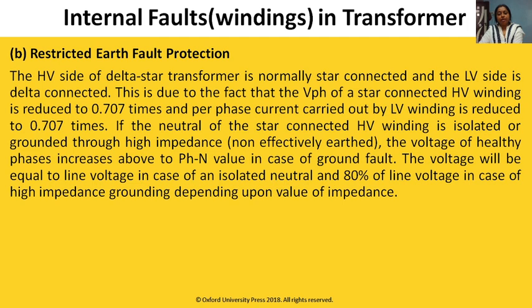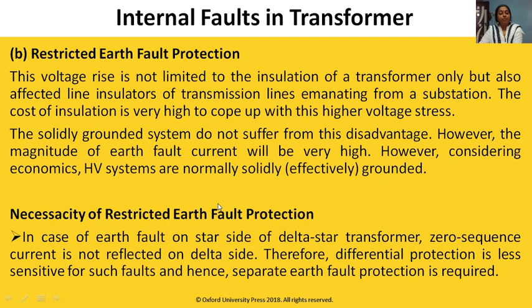In star, phase current and line currents are similar, while in delta, phase voltages and line voltage are same. If the neutral of star connected HV winding is isolated or grounded through high impedance, the voltage of healthy phases increase above the phase to neutral value in case of ground fault. The voltage will be equal to the line voltage in case of isolated neutral and 80% of the line voltage in case of high impedance grounding, depending upon the value of impedance.